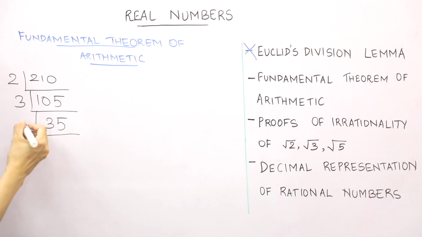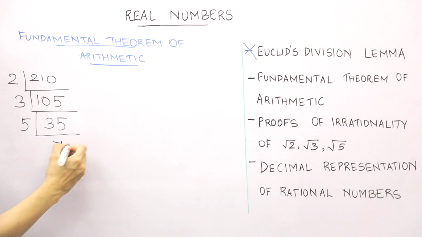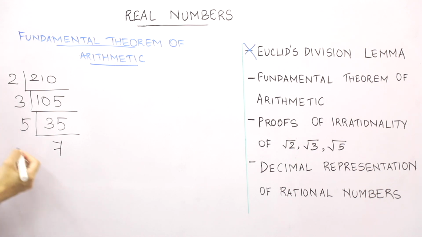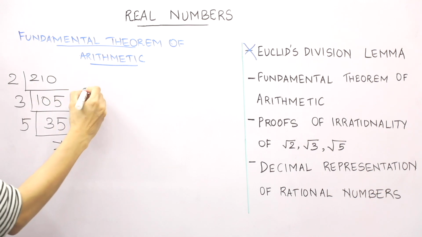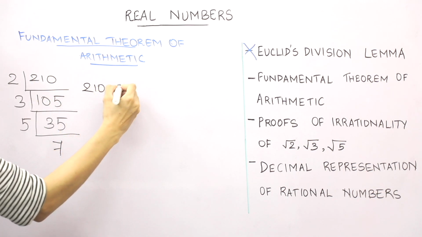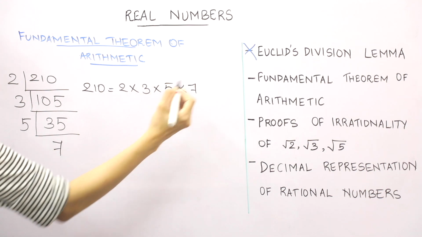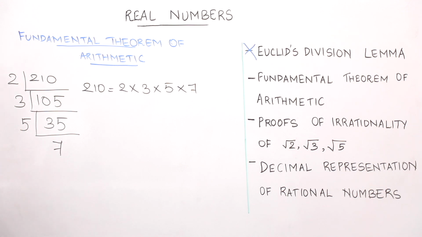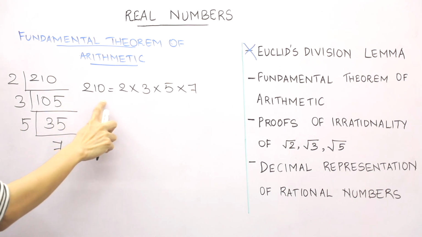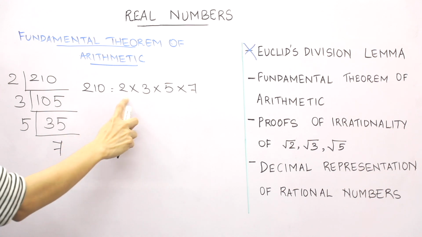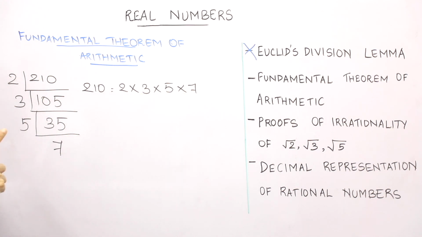Now 3 will not divide 35, so let's move on to the next prime number, which is 5. 5 divides 35, 7, and here 7 is a prime number, so we cannot factorize this further. So now we've arrived at the prime factorization or the product of primes for 210. 2 into 3 into 5 into 7. So we've covered the first part of the theorem, that is, we've expressed the composite number 210 as product of primes. Now what does the theorem suggest?